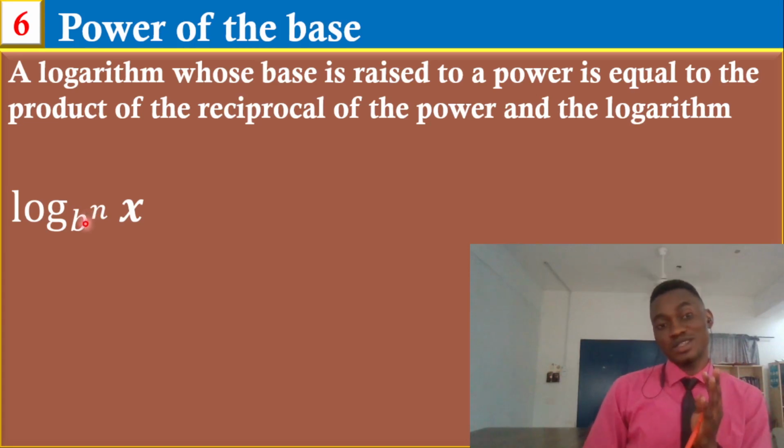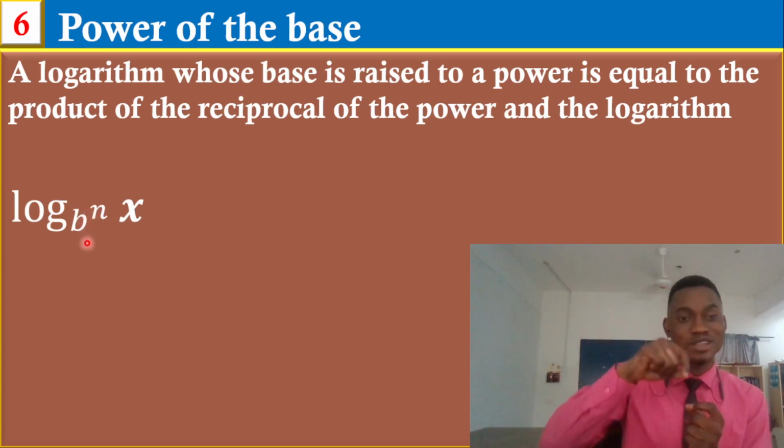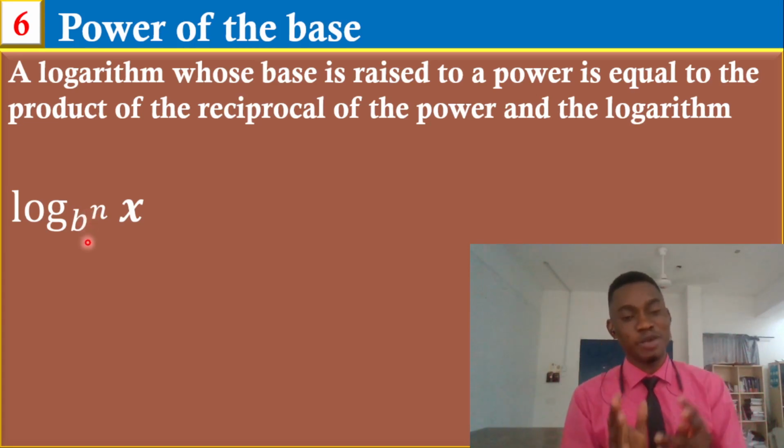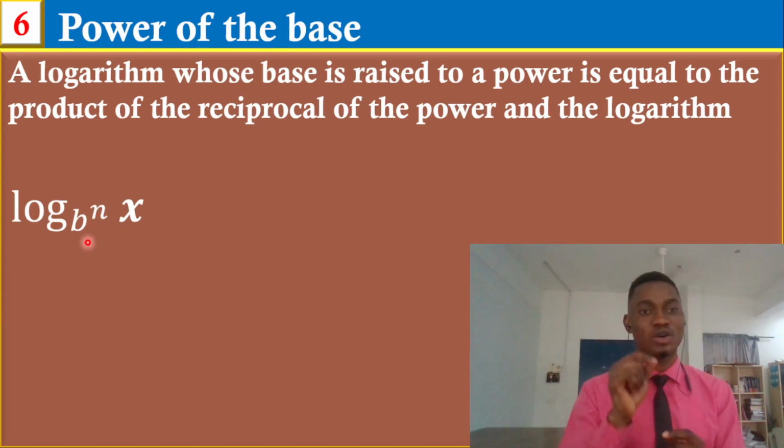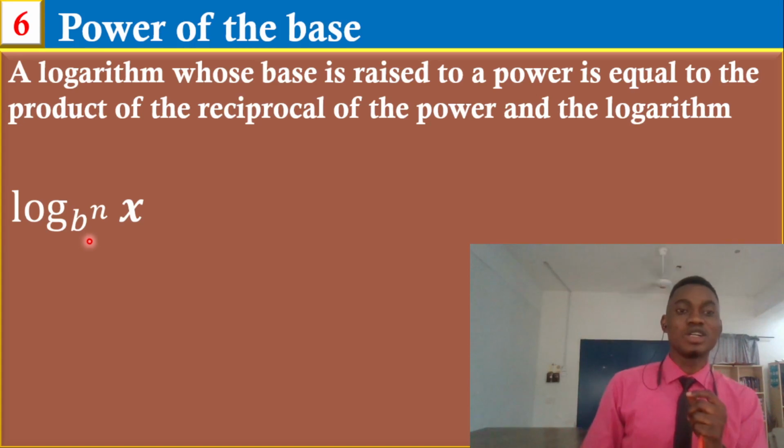As you can see, in this case, it is the base that has the power, unlike our law 3 that talks about power law. In power law, it is the argument that has the power, but in this case, it is the base that has the power. Hence, we call it power of the base.